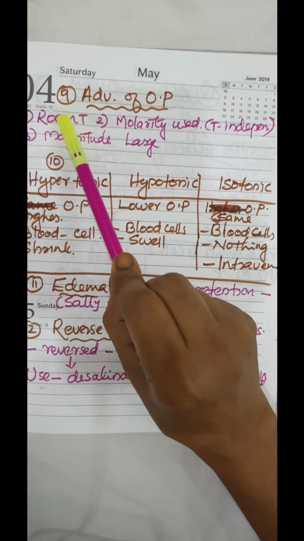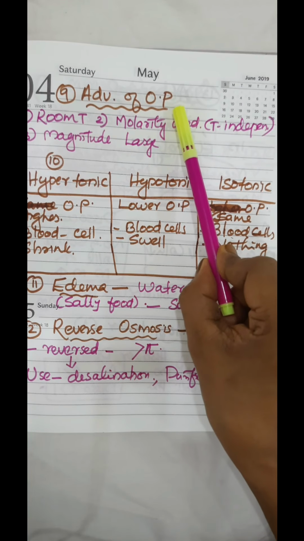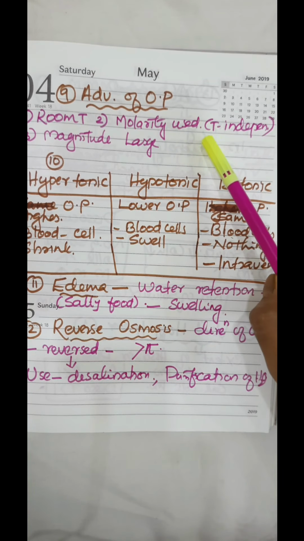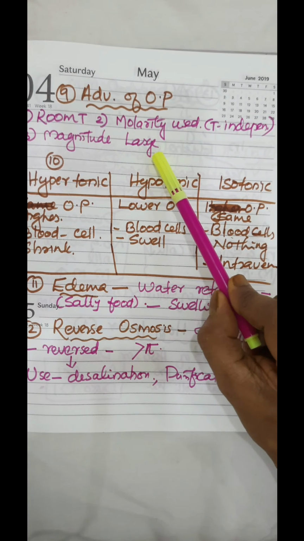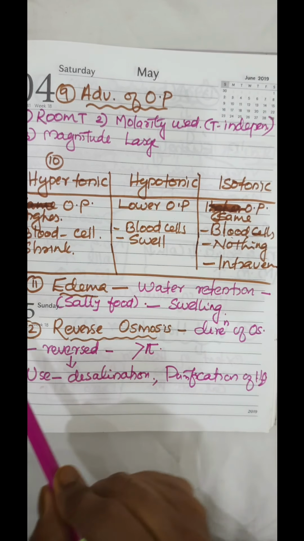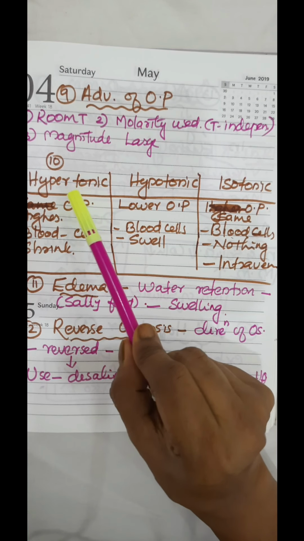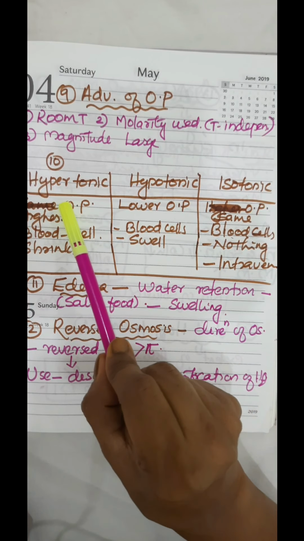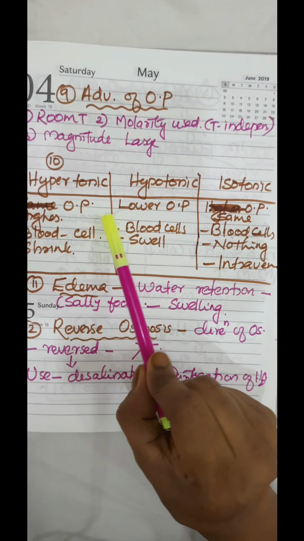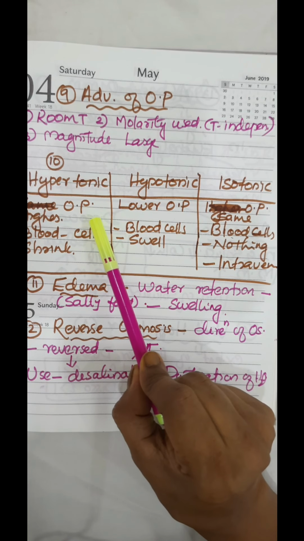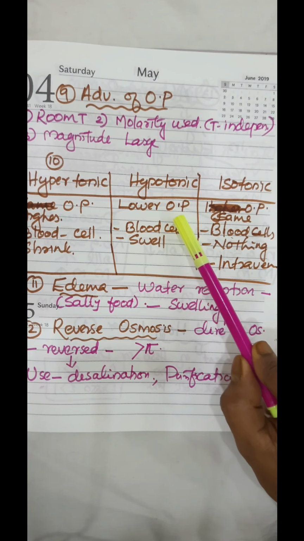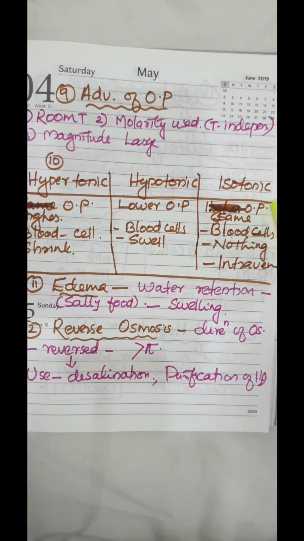And the ninth topic is advantages of osmotic pressure. Advantages are: the measurement is at room temperature, molarity is used here, and the magnitude is large even for dilute solutions. And the 10th topic is differences between hypertonic, hypotonic, and isotonic solutions. Hypertonic solutions are the solutions whose osmotic pressure is higher than the other one. Hypotonic solutions are the solutions whose osmotic pressure is lower than the other one. And isotonic solutions have the same osmotic pressure.